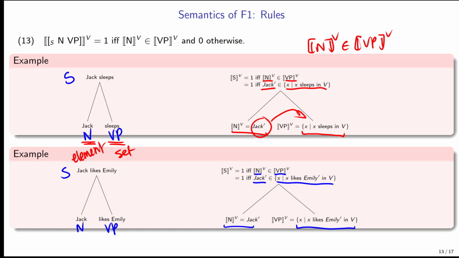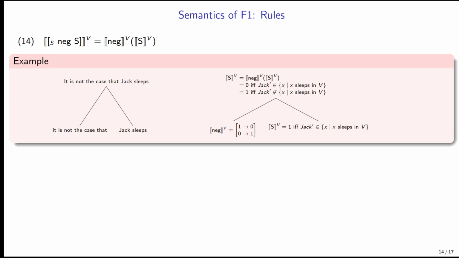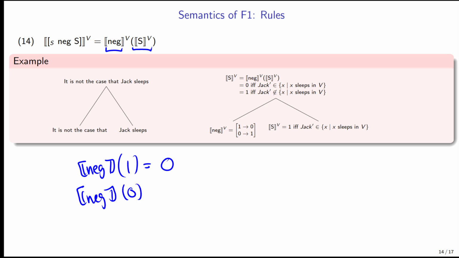So we get a lot of practice with these when we start building trees, but for now we're just going to go through the rules one by one and show these quick examples. 14. When we negate a sentence, what we do is we take the meaning of the sentence and we apply the negation function to it. So basically, what this means is that if we negate something that is true, that's 1, we're going to get a 0 out of it. If we negate something that is false, well, it's going to become true.